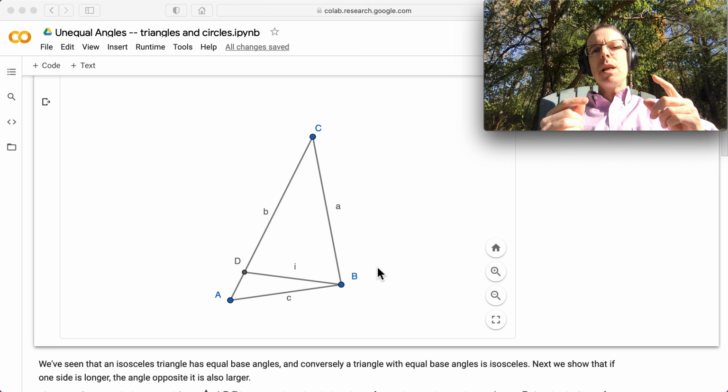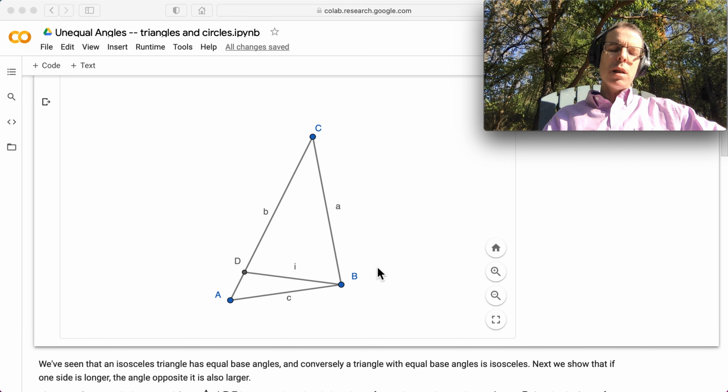Okay, so that's an if-then, that's a one-directional statement. Let's talk about what happens if we try to look at the converse. What happens in the other direction? What if we know that we have an inequality of the angles?